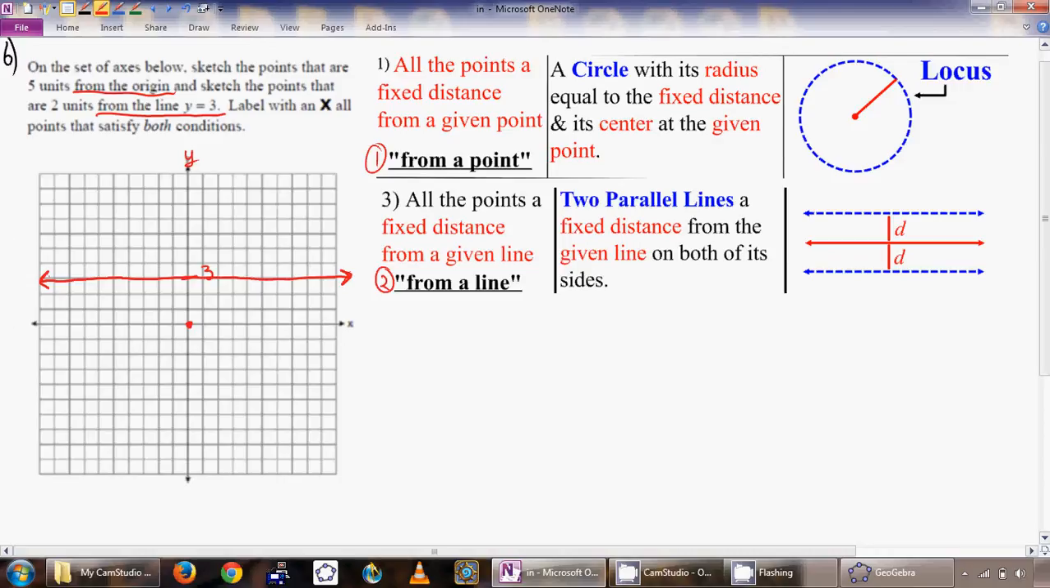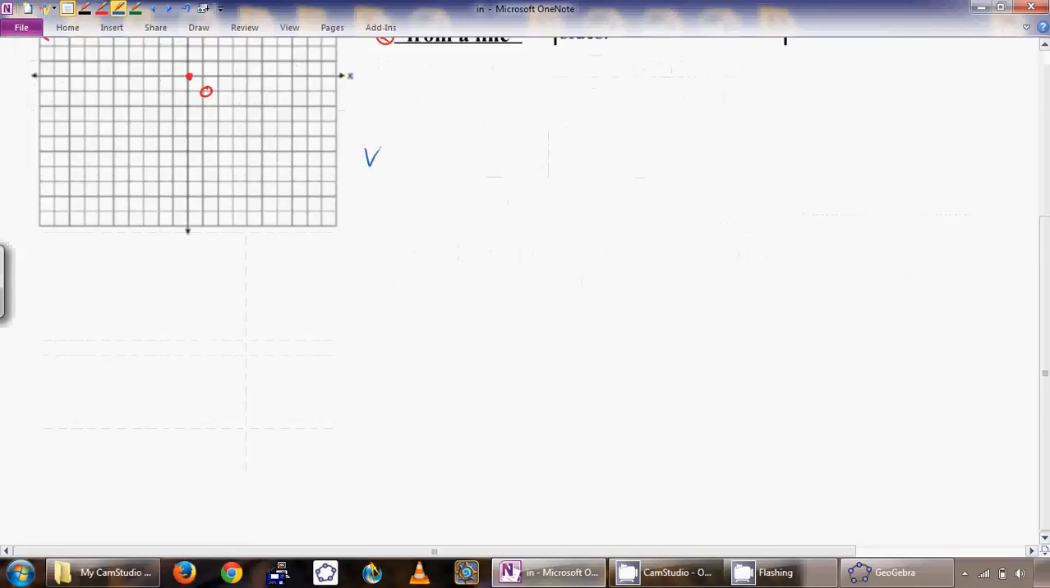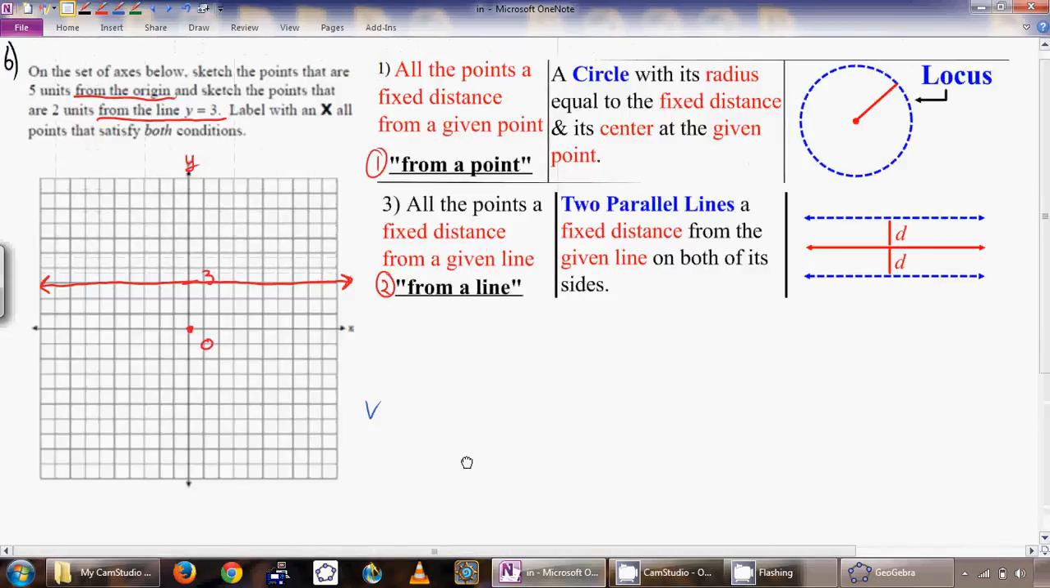So I've got my conditions drawn. I'll call my origin O. And now I'm going to do each condition one at a time. And I guess I'll start with from a point. So let's do that one. So it's going to be a circle. So it's 5 units from the origin.